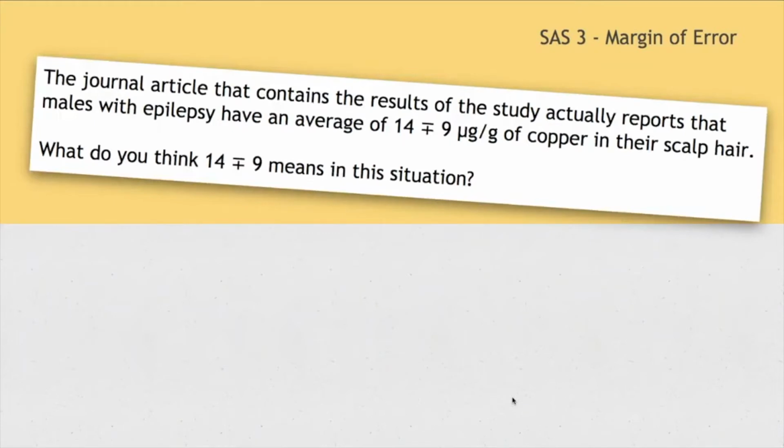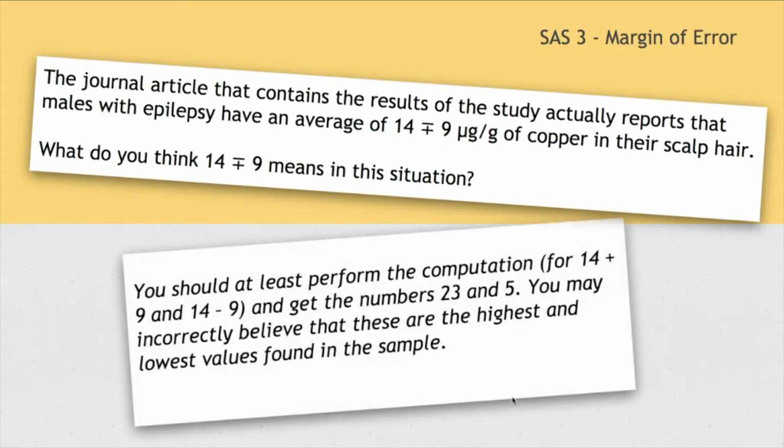This journal article that contains the results of the study actually reports that the males with epilepsy have an average of 14 plus or minus 9 micrograms per gram of copper in the scalp hair. What do you think 14 plus or minus 9 means in this situation? It means exactly what it says. It's plus or minus, so it's 14 plus 9 to 14 minus 9. So think about that for a second. At least perform the computation, 14 plus 9 and 14 minus 9. You should get the numbers 23 and 5.